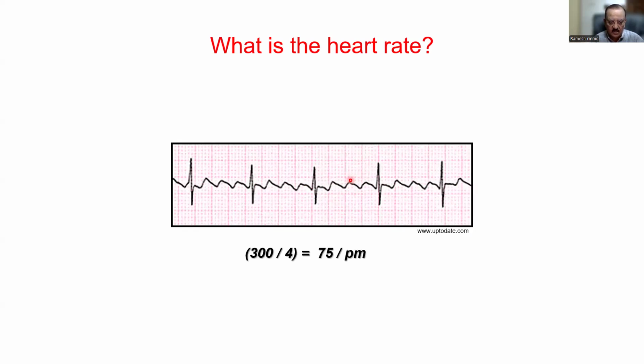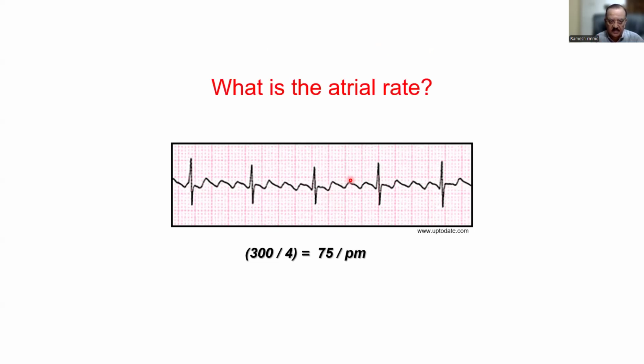Here I told you what is the heart rate, and you all said 75 per minute. What is the 75? It is the ventricular rate. But what is the atrial rate? How do you calculate the atrial rate? 150. Exactly. There's only one small big square in between, no? For example, let us take two, say here. This is one P wave. This is another P wave. How many big squares are there?